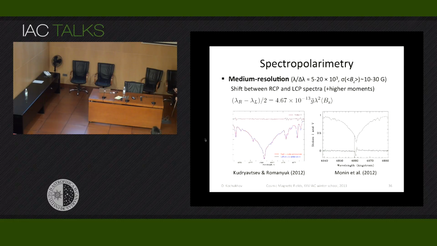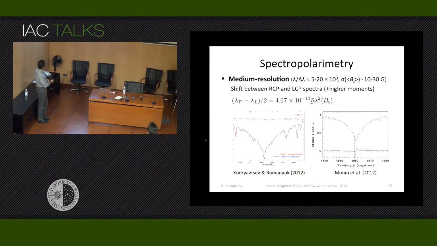And what one can do, one can say that what is really measured on the detector is I plus V and I minus V, so-called left-hand and right-hand polarized spectra, RCP and LCP sometimes they're called. These two spectra are plotted here, and well, the resolution is not sufficient to see it clearly, but one is shifted slightly with respect to another. And this shift is proportional to lambda squared, the magnetic field, and the mean Lande factor.